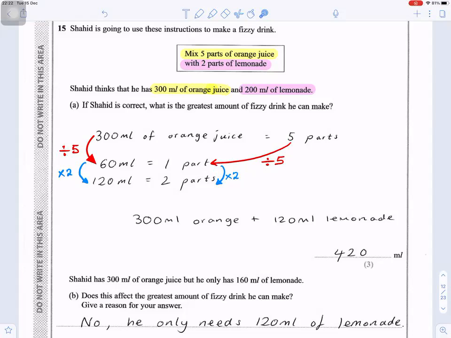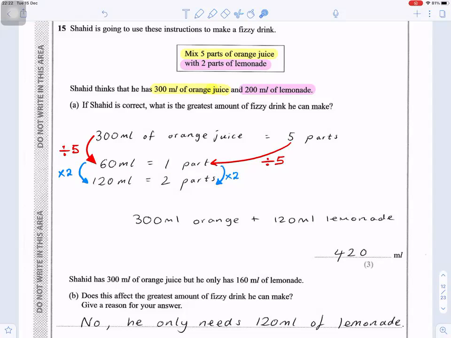Let's start with the biggest quantity, which is 300 milliliters of orange juice. 300 milliliters of orange juice is equal to 5 parts. So we want to find 1 part. So we divide by 5 on the right side and divide by 5 on the left. 300 divided by 5 is 60. 5 divided by 5 is 1. So that means 60 milliliters is 1 part.